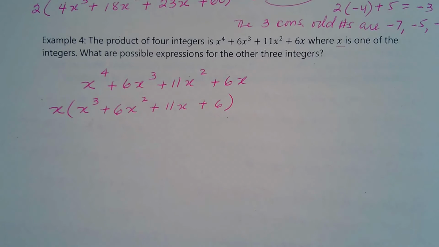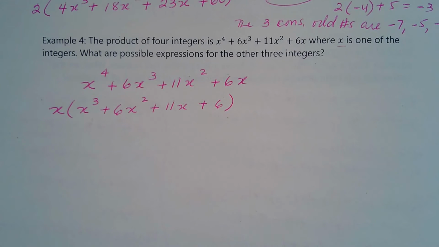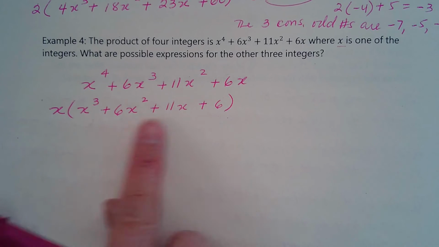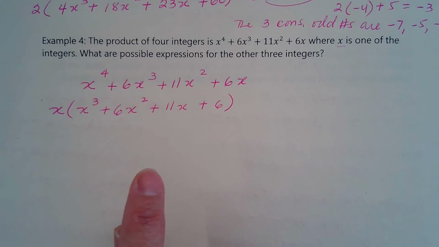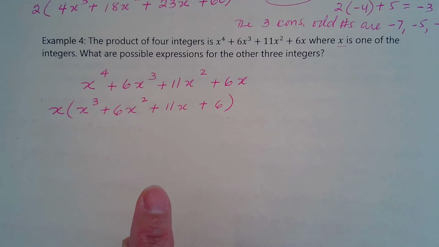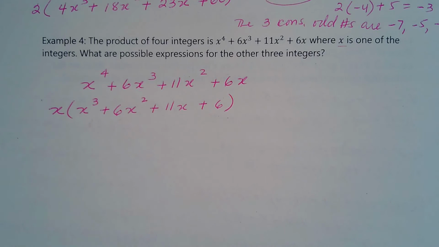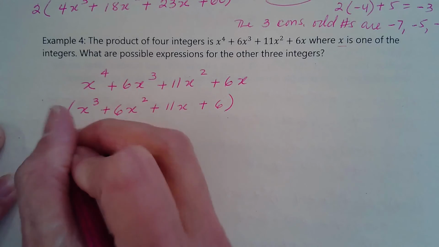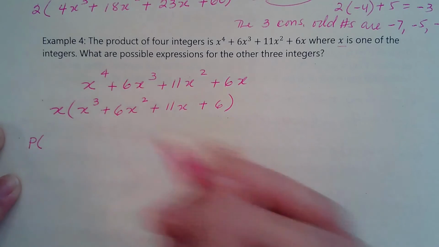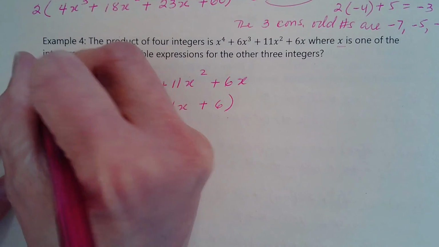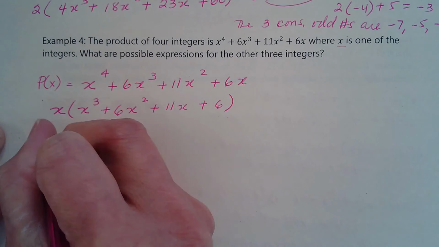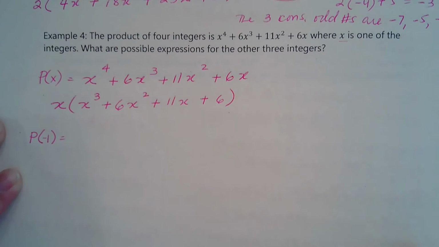Can we try a positive one? No, because that's not going to give us a 0. Very good, you have critical thinking there. It can't be a positive because we're not going to end up with a 0, so it has to be some kind of negative number. What negative number should we try? Negative 1. Okay, so this is our P of x. So P of negative 1. Let's try that.